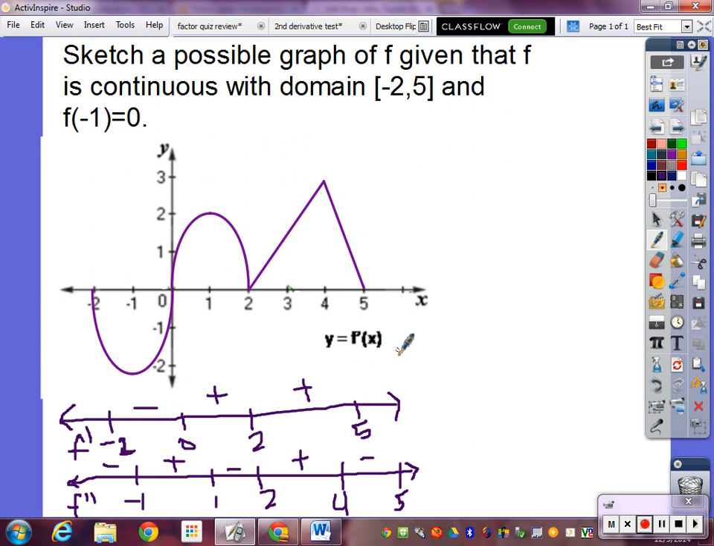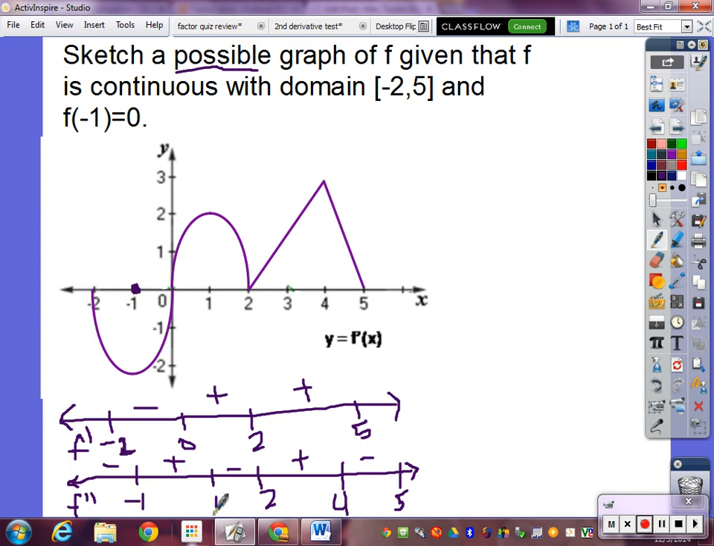In the setup of the problem, they tell me that f of -1 is 0. So I must plot that point. That's the one point I have to have. Now it says sketch a possible graph. The reason why that's key is because we don't know what y values the graph of f actually has. The only one we know for sure is this one point, -1, 0. So this is just a possible graph. It doesn't mean that it is the actual graph. I'm going to sketch a possible graph using this information.